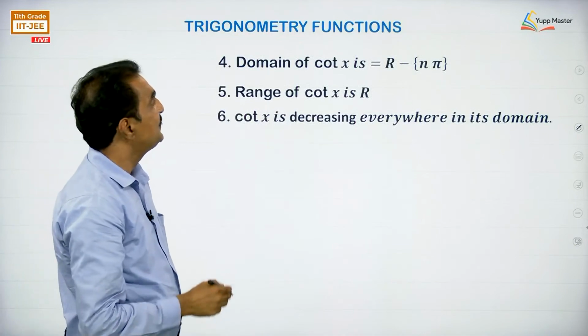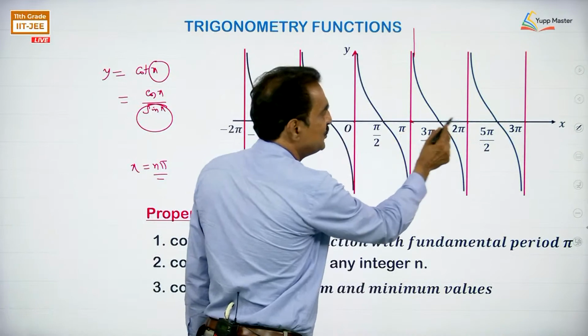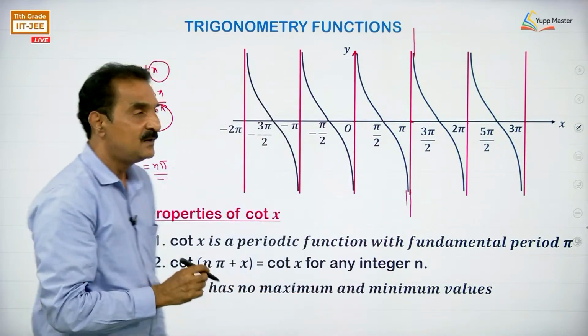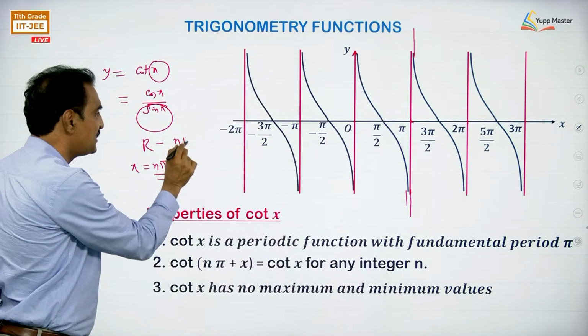Next, the domain of cot x is R minus n pi, because it is not defined at 0, pi, 2 pi, 3 pi and so on. So, the domain is all real values except multiples of pi.